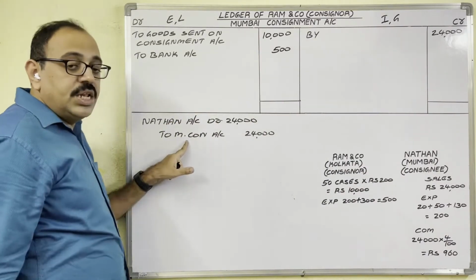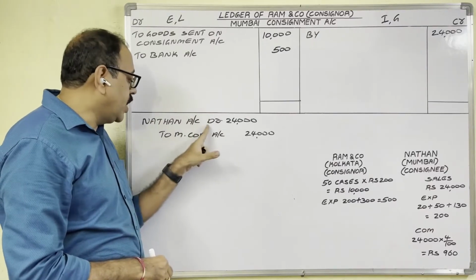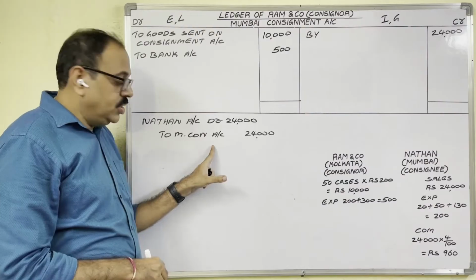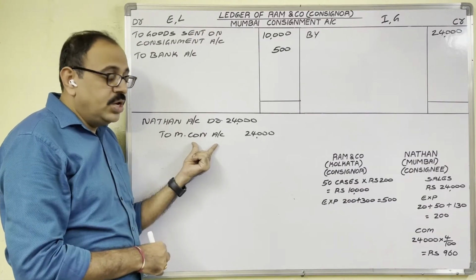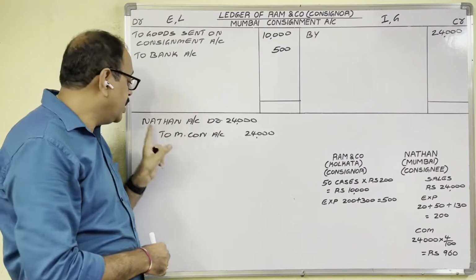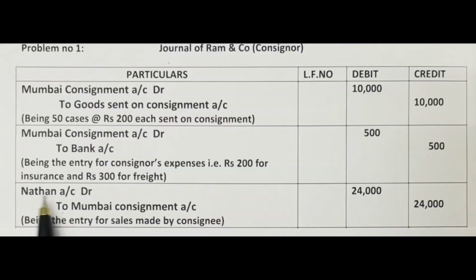So this is a journal entry for sales in consignor's books. Consignee account debit to consignment account. So as consignment account is credited, on credit side you have to post. What to write in particulars column? Debit account name. By Nathan account. Nathan account debit to Mumbai consignment account, 24,000. Narration: being the entry for sales made by consignee.